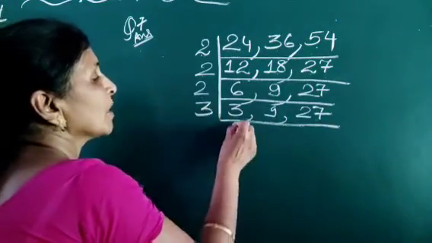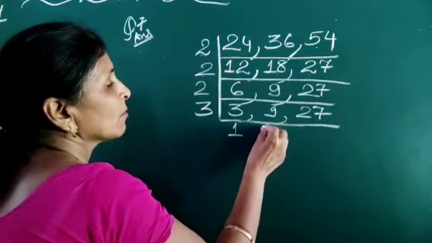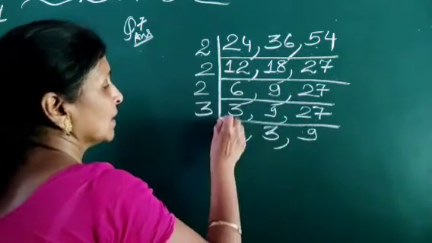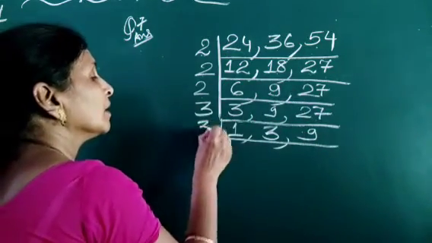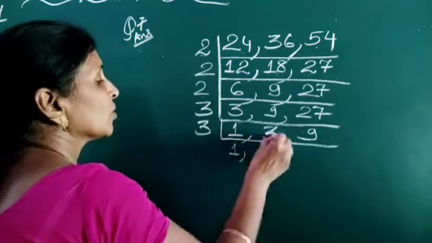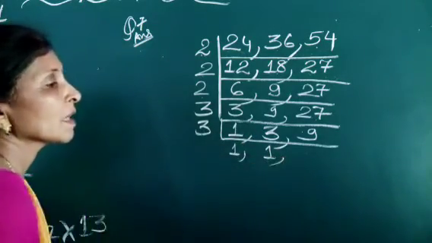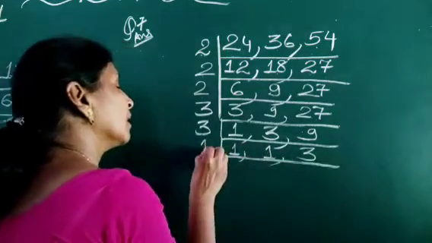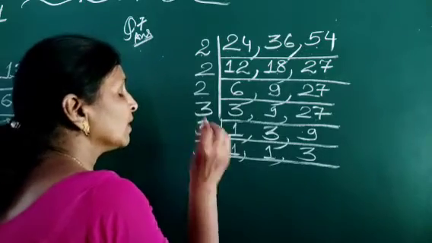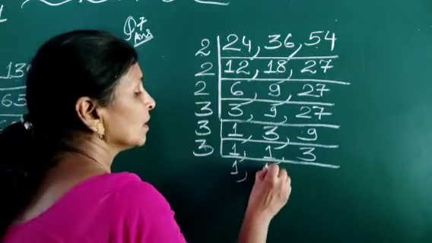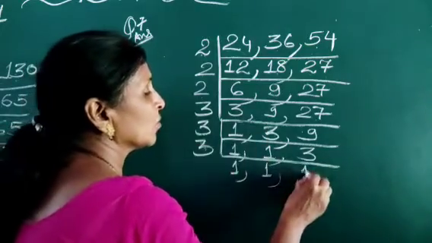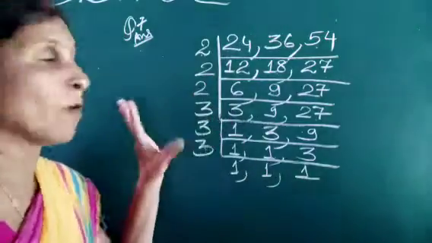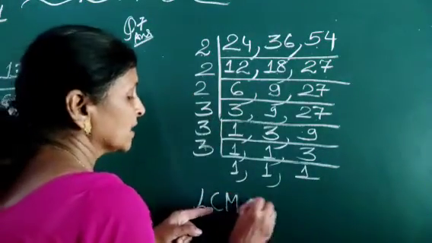Then 3 is divided by 3, then 1 comes. 9 is divided by 3, then 3 comes. Then 27 is divided by 3, then 9 comes. Again 1 we write as it is, and 3 is divided by 3, then 1 comes. 9 is divided by 3, then 3 comes. Then again we write here 3, then here is 1, there is also 1, and 3 is divided by 3, then 1 comes. At the last all 1s will be there, then we stop.